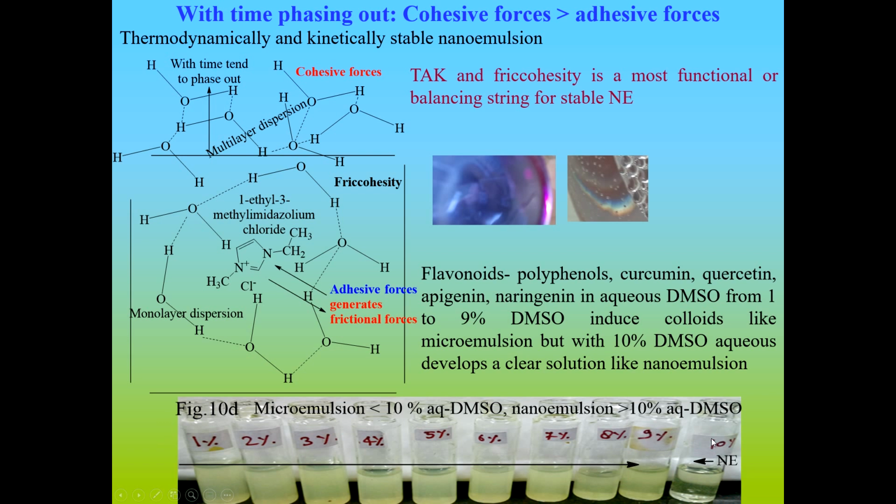Then further, when we went to 10%, it was perfectly transparent, because nanoemulsions are transparent and microemulsions are opaque. Because of the size, light is reflected, and because of sharper surface charges, they respond quickly and completely. Monodispersion is there, so there's no question of refraction or diffraction of light. It is integrated. That's why we were able to develop this solution, and in this we were able to perfectly dissolve or make the nanoemulsion of the flavonoid in aqueous DMSO solution. So see, the properties also change.